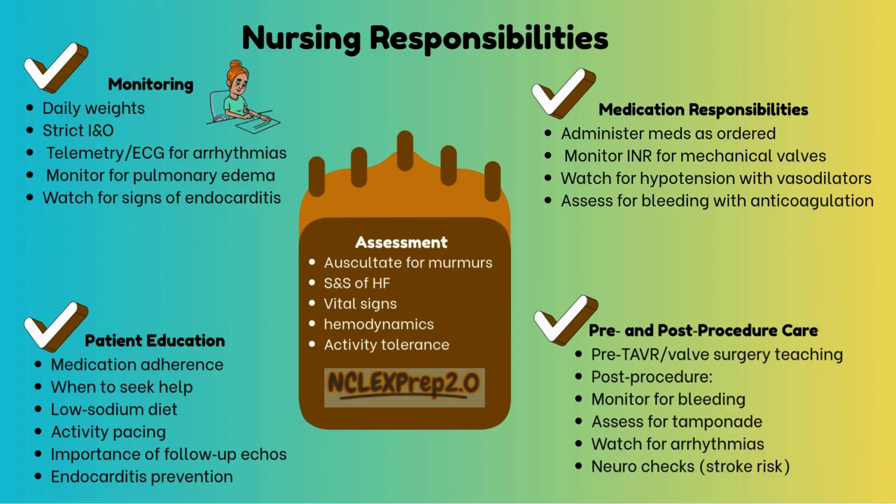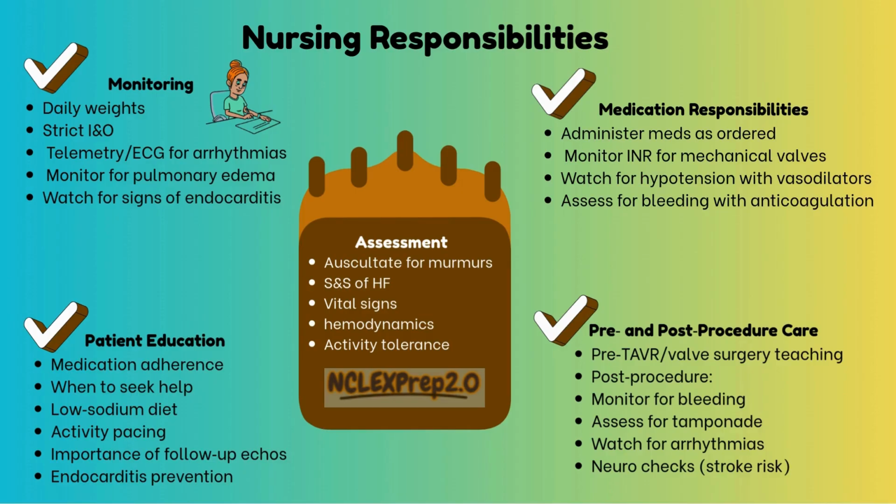Assess for cardiac tamponade, also called Beck's triad. So when you see Beck's triad, you just know this patient has cardiac tamponade. What is Beck's triad? There are three things: hypotension, JVD, and muffled heart sounds. Watch for arrhythmias like AFib.